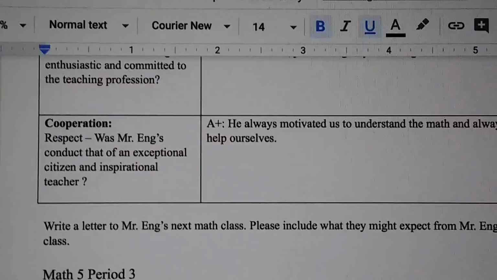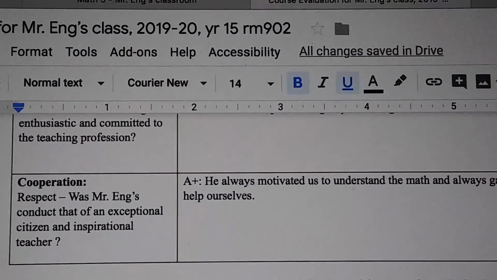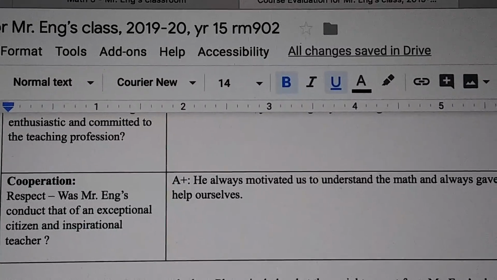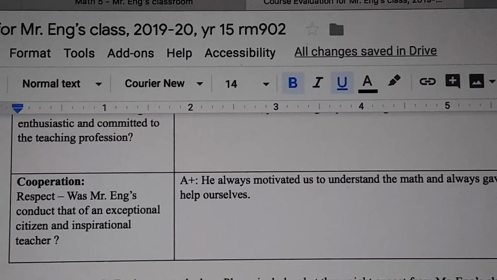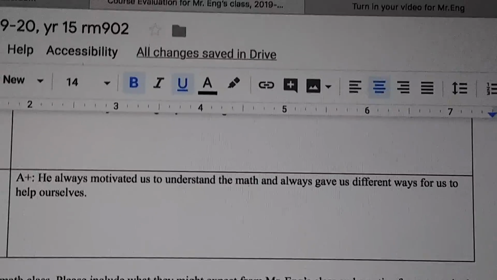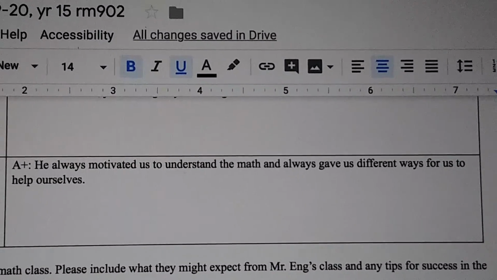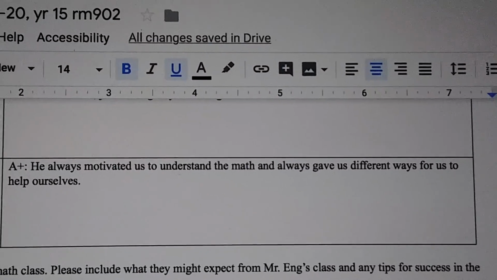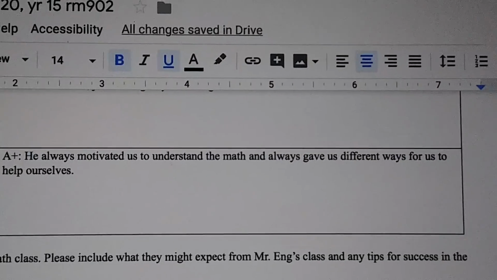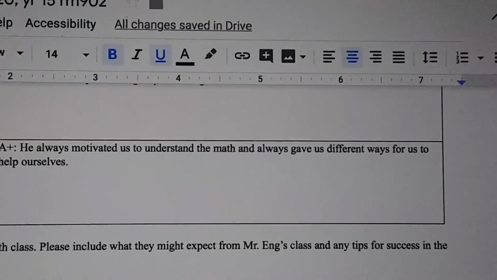And the last one, it talks about cooperation, respect. Was Mr. Eng's conduct that of an exceptional citizen and inspirational teacher? For this one, I also give it an A+. The reason for this was that he always motivated us to understand the math and always gives us different ways for us to help ourselves.